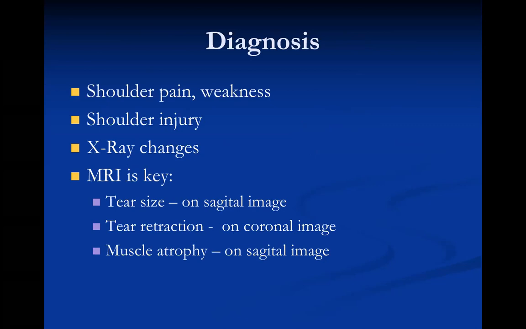MRI is very important in terms of identifying and making a final diagnosis, in terms of soft tissues such as the rotator cuff. And we look at tear size, how big is the tear, how much of the tendon has detached from its anatomic attachment site, how much has it retracted, as we saw in some of the images earlier, and is the muscle beginning to atrophy? Is it losing its strength? Is it losing its diameter and cross-section? Is it becoming smaller?